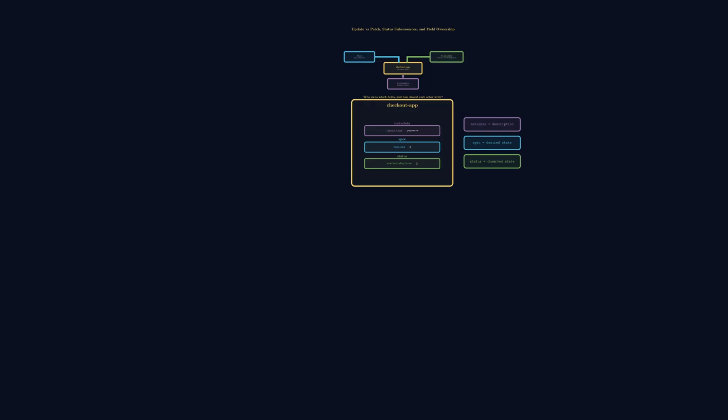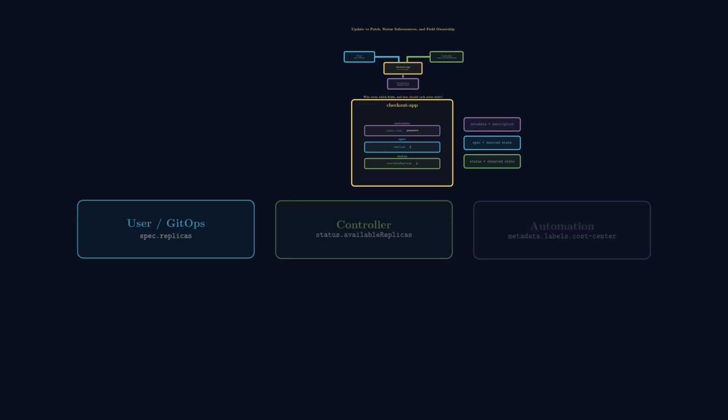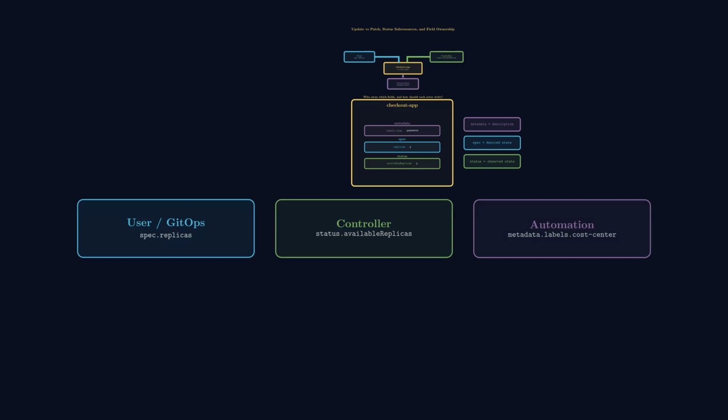Now the responsibilities become clearer. The user or GitOps system decides the desired replica count and spec. The controller reports what it actually sees in status. And an automation may manage a particular label and metadata. Sharing one object is not automatically dangerous. The trouble starts when one writer sends or changes fields that belong to somebody else's responsibility.